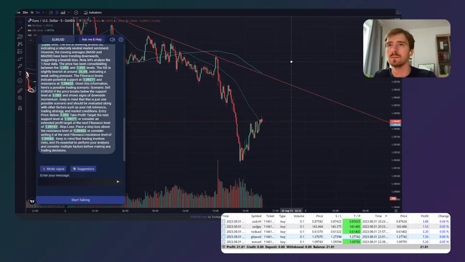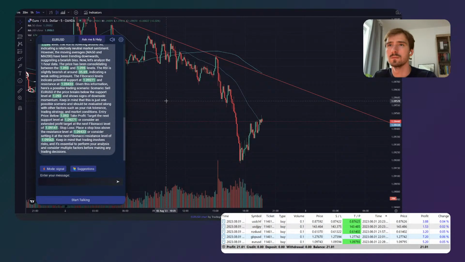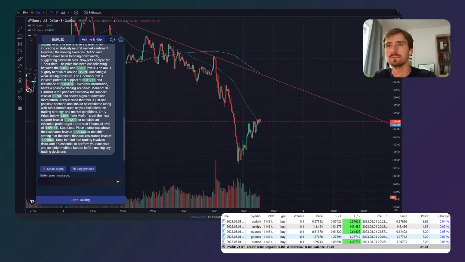Now, let's analyze the 1-hour data. The price has been consolidating between the 1.093 and 1.095 levels. The RSI is slightly bearish at around 35.69, indicating a weak selling pressure. The Fibonacci levels indicate potential support at 1.09271 and resistance at 1.09433. Given this information, here's a possible trading scenario.